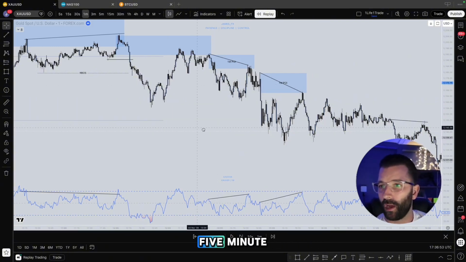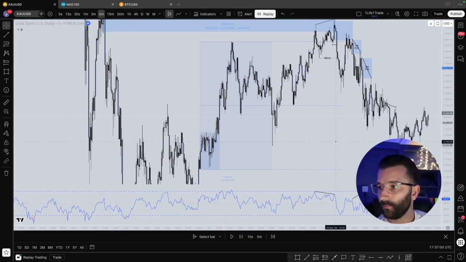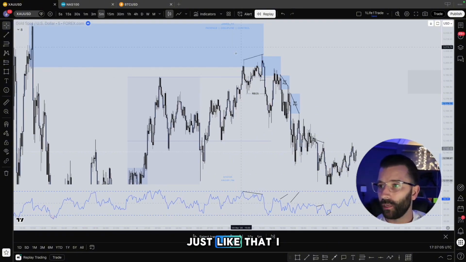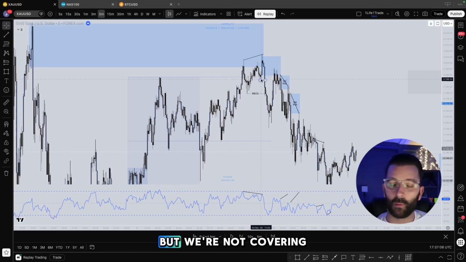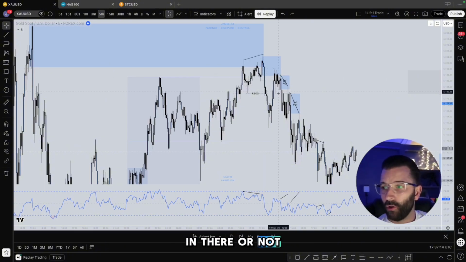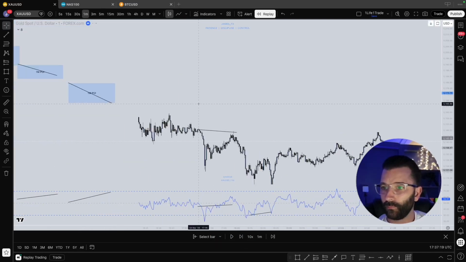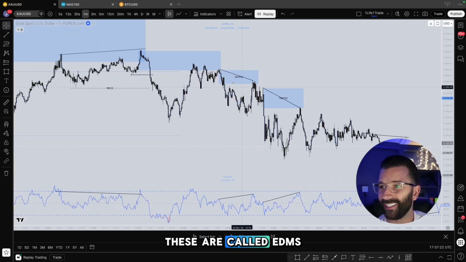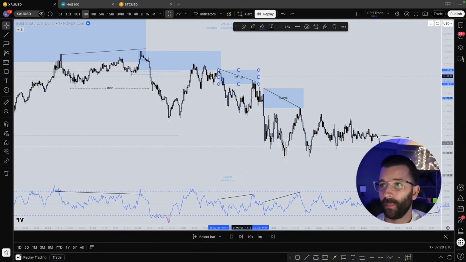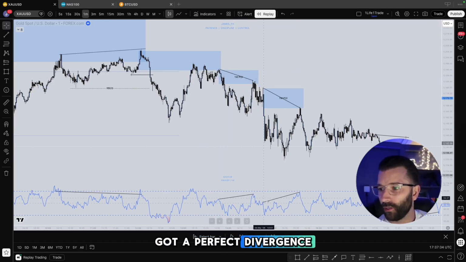I don't do that as much on the 5 minute. On the 5 minute, I like it to get to a POI area, just like that. I like to see the divergence. I've got other rule sets, but we're not covering all that right now. This is what we're covering. And then whether I get in the trade in there or not, or I want a continuation trade, that's when I jump down onto the 1 minute. These are called EDMs, but I can't remember what the EDM is called, but it makes no odds. It's a point of interest. And there you've got a perfect divergence, which is great.